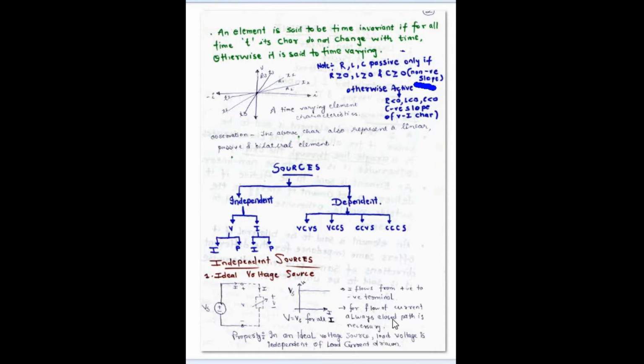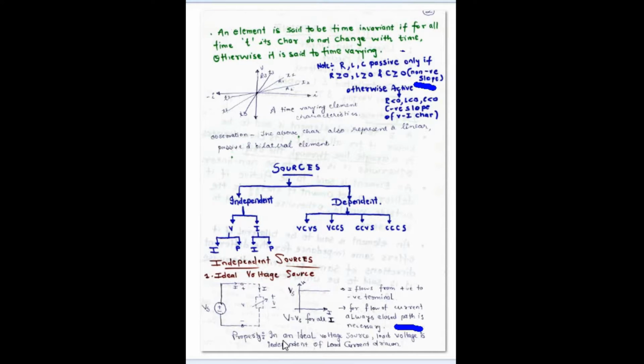For flow of current, always a closed path is necessary. Very important point, I just want to highlight here. This is the very important point, that flow of the current is always possible if there is a closed path. Otherwise flow of current is not possible.